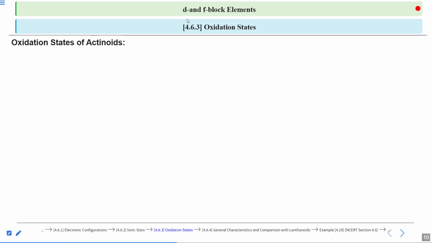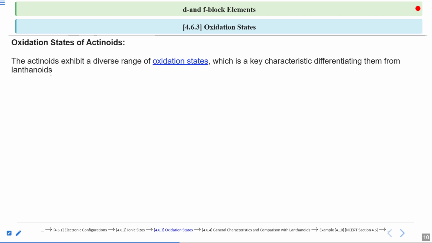Now let's talk about our next section, that is 4.6.3, oxidation states. So let's see the oxidation states of actinoids. Actinoids exhibit a diverse range of oxidation states, which is a key characteristic differentiating them from lanthanoids. Okay, so if you compare with the lanthanoids, actinoids show a diverse range of oxidation states, which is a key characteristic used to differentiate between the lanthanoids and the actinoids. Lanthanoids don't have this property of showing a diverse range of oxidation states.